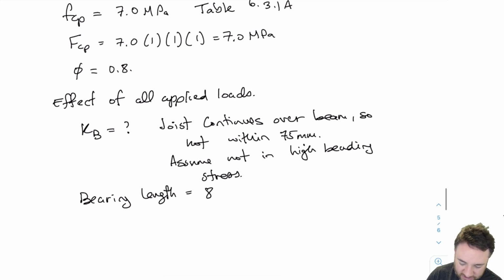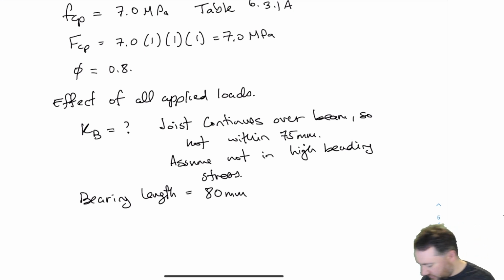So it's different than the bearing length that we calculated before. Okay, what is the bearing length of the beam on the joist? Of the joist on the beam. This is what we did before, right? Joist on the beam, the bearing length was 38. Now I'm looking at the effect of the beam on the joist.